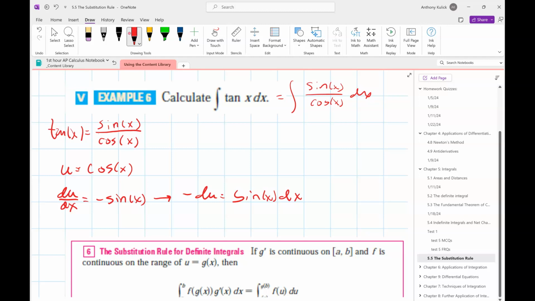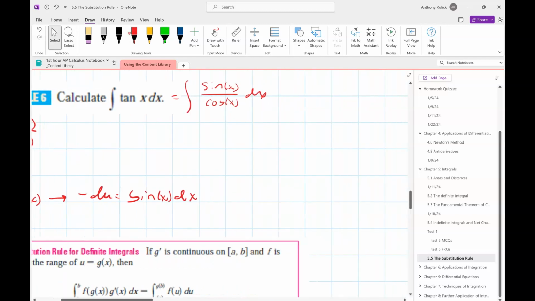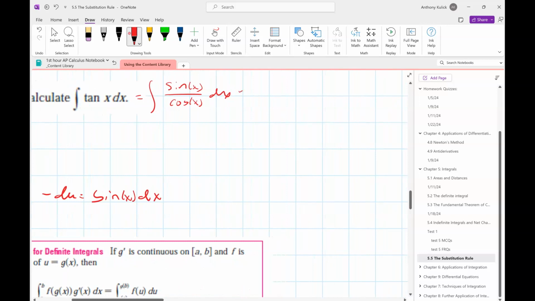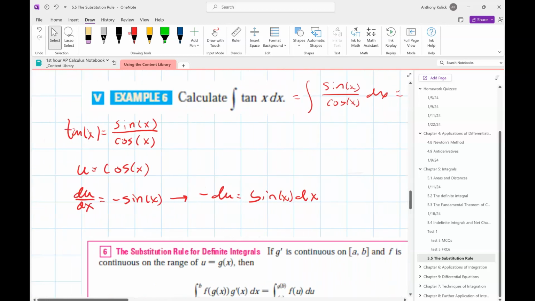If I had done the reverse and I had chosen sine for my u, I would have gotten cosine times dx should be my du, but I don't have cosine times dx. I would have had 1 over cosine times dx, and that wouldn't have worked, right? If you try it, you would have been pretty stumped.